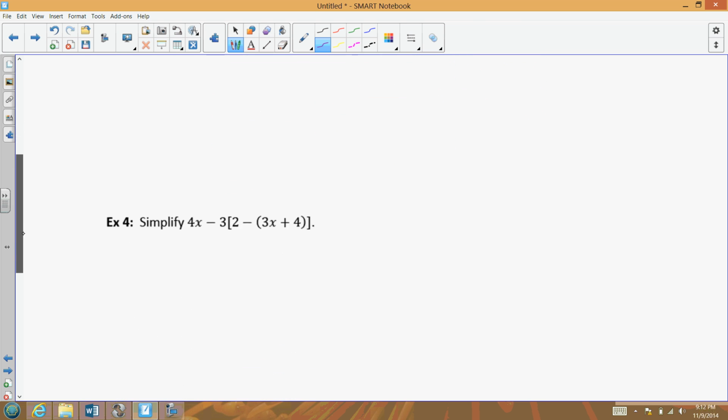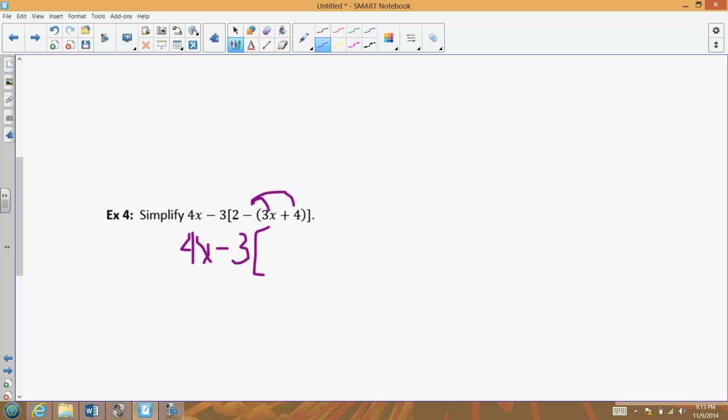So looking at this example here, I have a couple things that I should do. I have a couple negative signs. So before I worry about these brackets, I'm going to go on the inside and work the inside out. Just like you would with PEMDAS, you'd always work in parentheses first. So I'm going to do 4x minus 3. And I'm going to keep that 2 minus, and I'm going to go ahead and distribute that minus sign first. So I'm going to make it minus 3x minus 4.